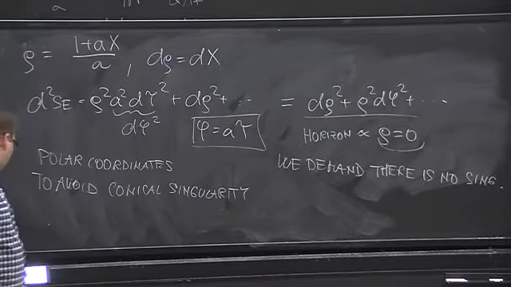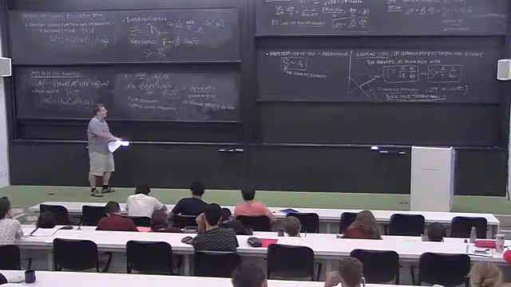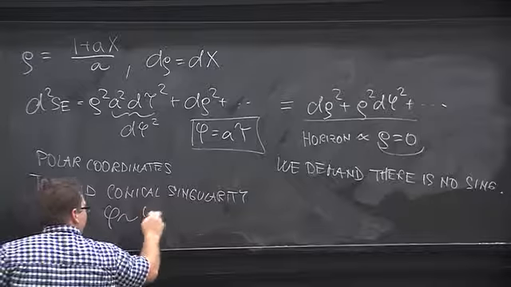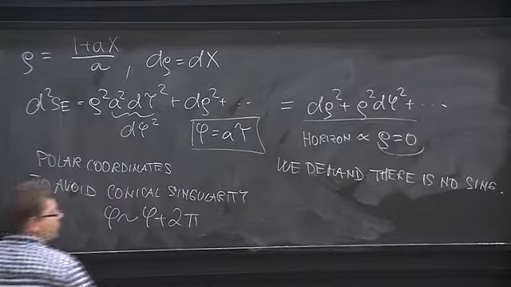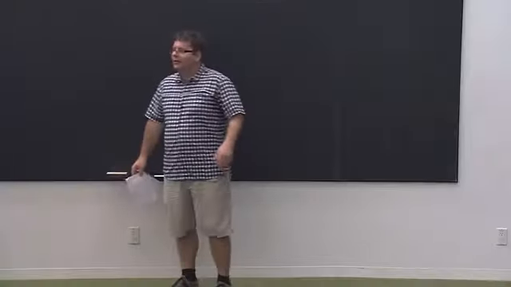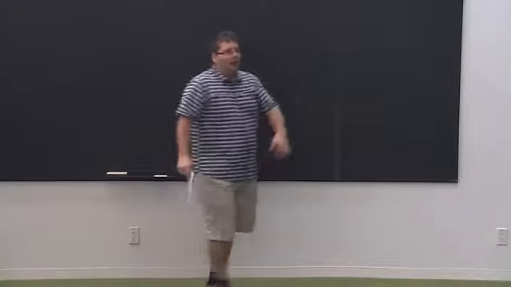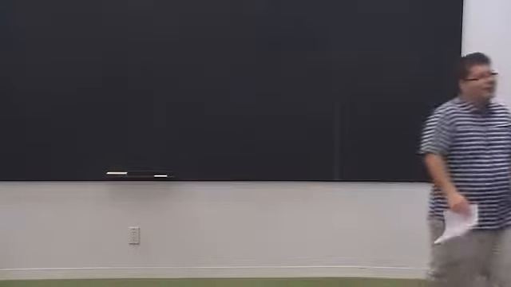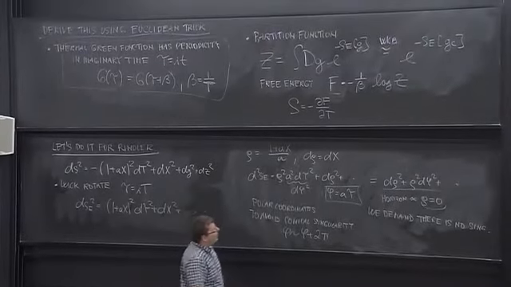We have to make sure that the angle phi is really identified with the proper period 2 pi. Okay, so if this is true, then this is just polar coordinates of flat space, and then there is no singularity. All right, so we have that.